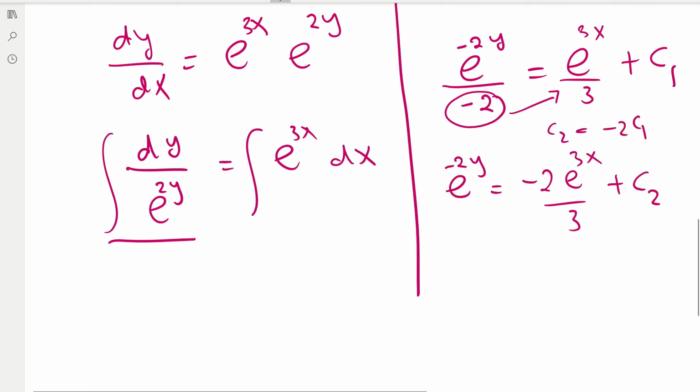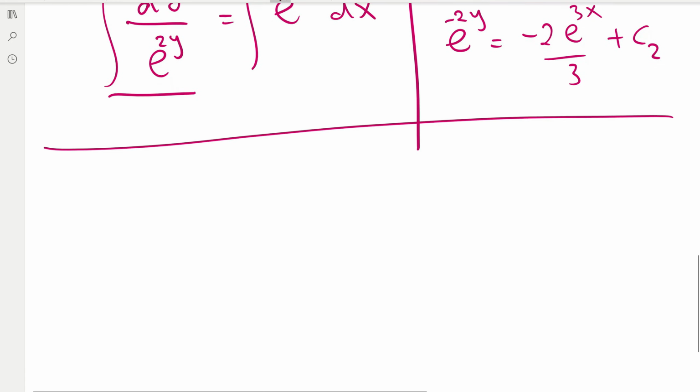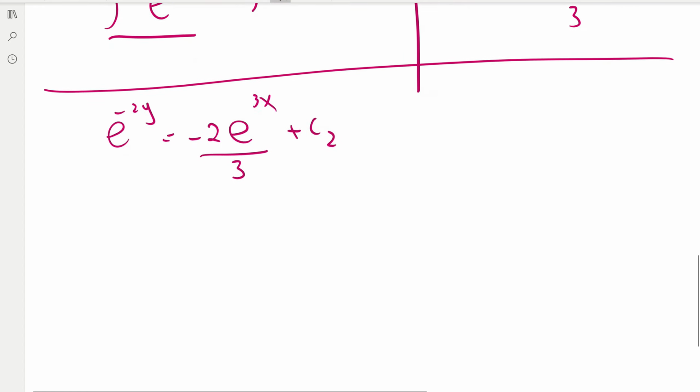Let's call it c2, an arbitrary constant. Okay. All right, let me find some space. e to the negative 2y is equal to negative 2 e to the 3x over 3 plus c2. Perfect. Now, how can we make y subject?